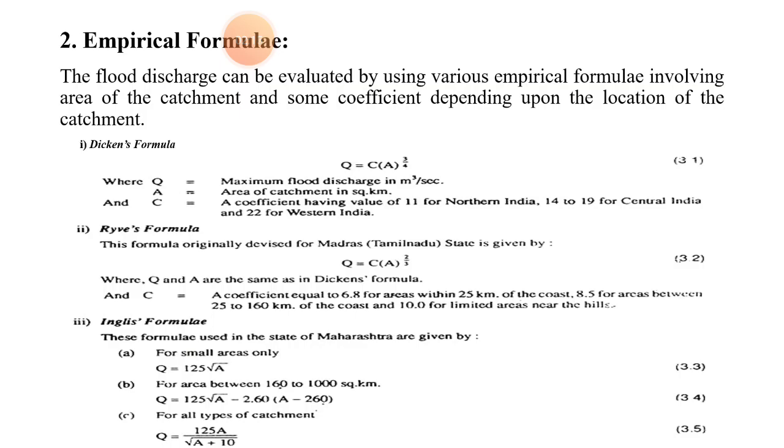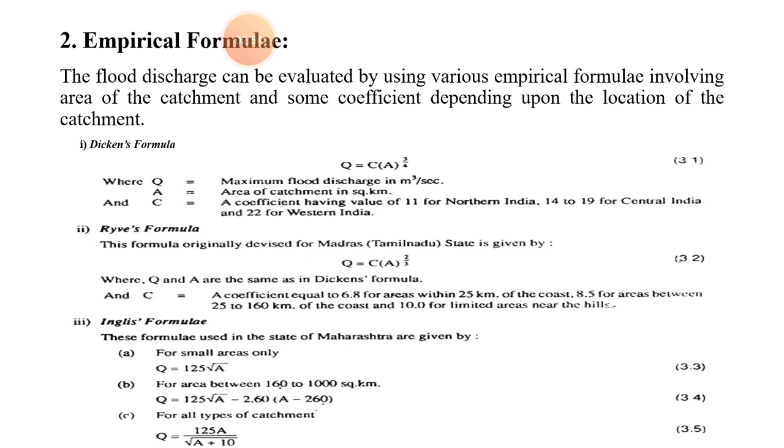The second method is by using empirical formulas, with which we can calculate the design flood. In this method we have three formulas. The first one is Dickens formula. Here Q is equal to C into A power 3 by 4, where Q is the maximum flood discharge in meter cube per second, A is the area of catchment in kilometer square, and C is the coefficient, whose values vary from 11 to 22.